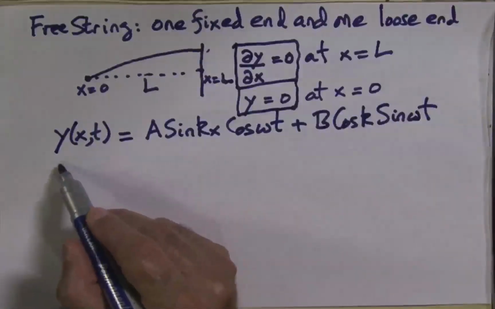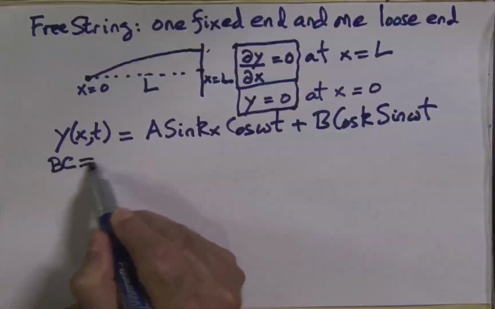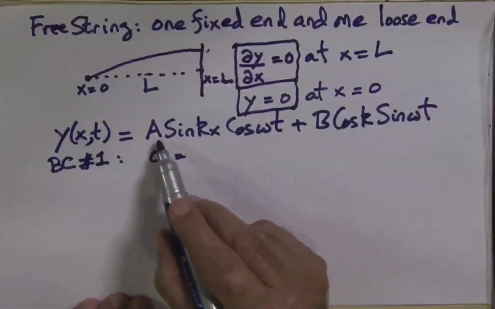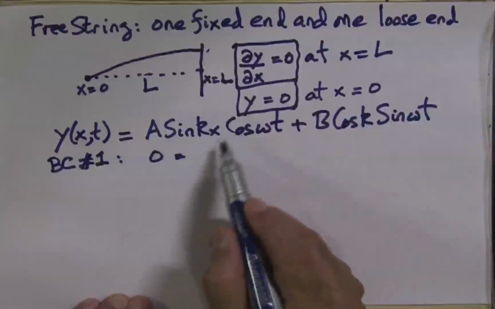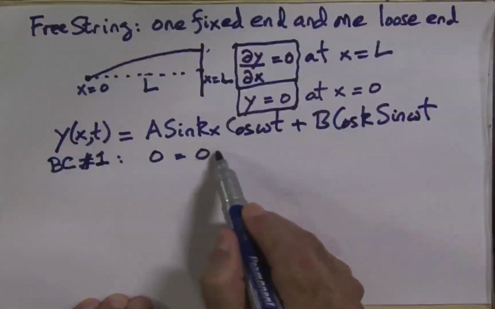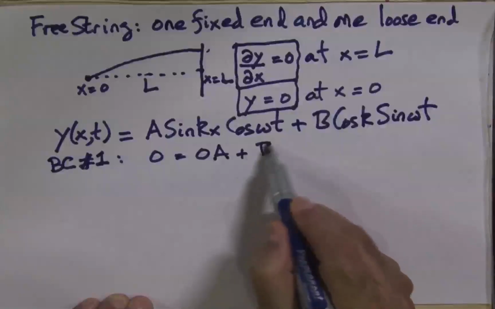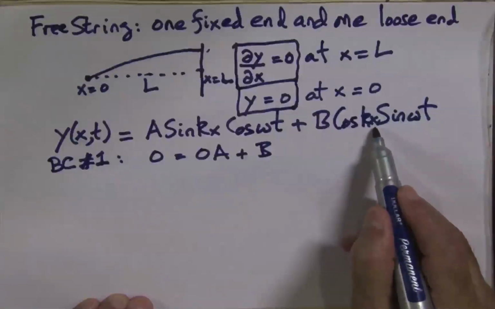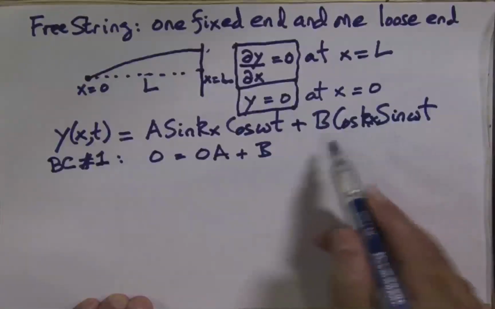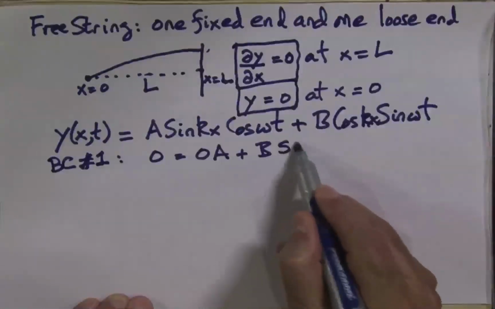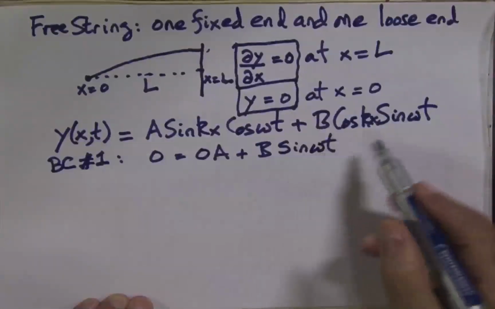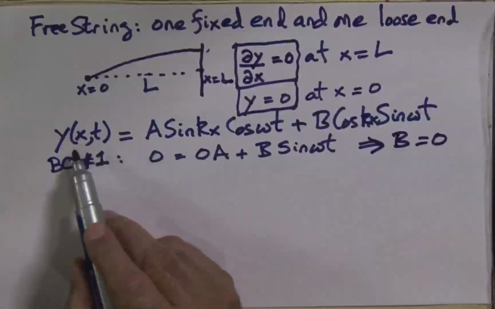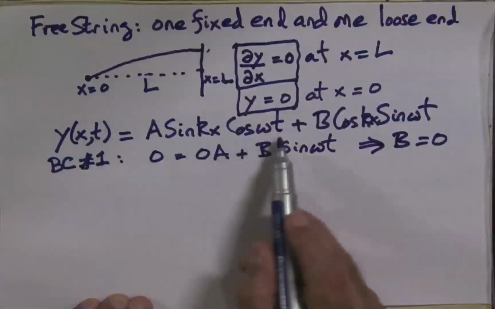Okay, so boundary condition number 1 says that 0 should be equal to a times, when you put x equal to 0, that's 0. So it's 0 times a plus b, and now cosine of kx, when x is equal to 0, that's going to be 1. So b sine omega t. And since sine of omega t is not 0, that says that b is 0. And so that only leaves y of x,t as a sine kx cosine omega t.